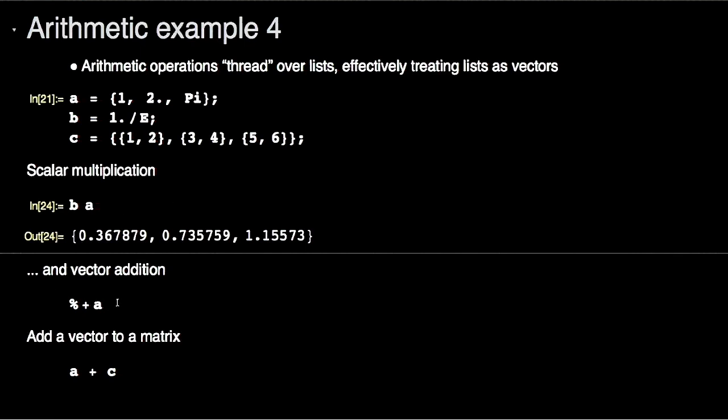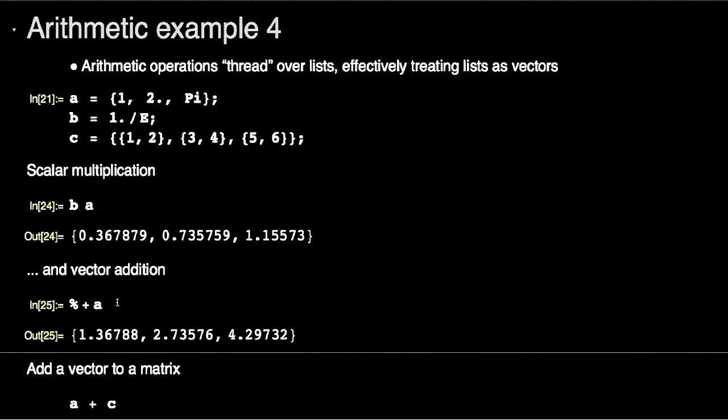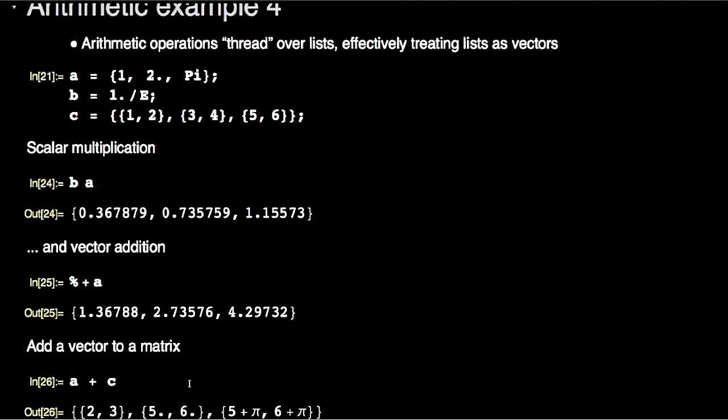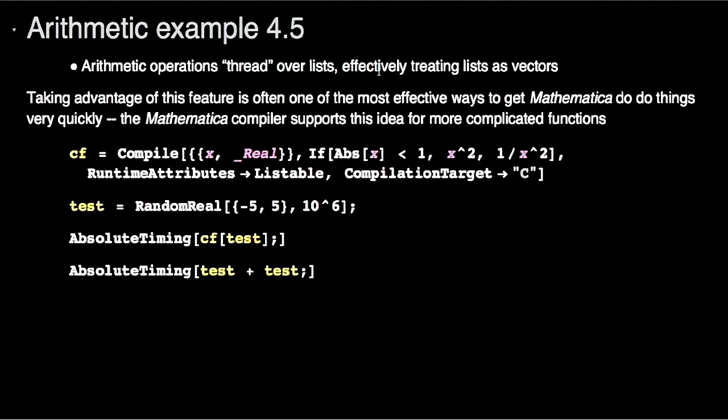Okay, I can also do vector addition. I can add a to itself, and again, those are all going to be machine numbers. And I can also add a vector to a matrix, which is A plus C. Now notice in this one, because C was all exact and A had some exact components, only those components which had machine numbers were coerced. Everything else is kept exact. So Mathematica is consistent at every level of the list with the way it coerces. Okay, so if you can write your programs to thread over lists, you can get stuff done really fast.